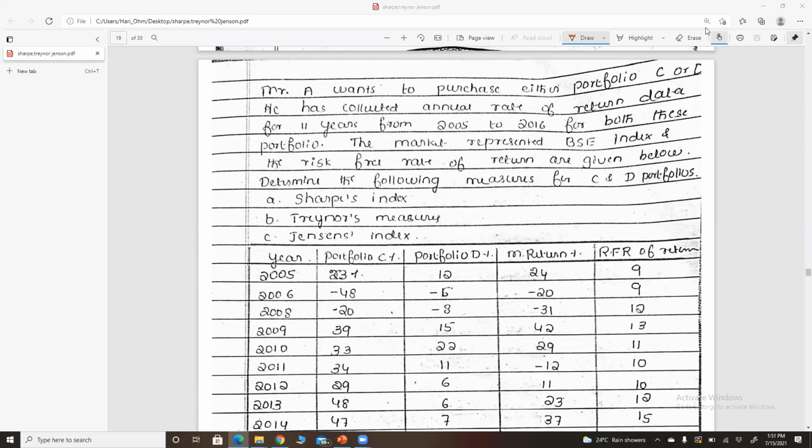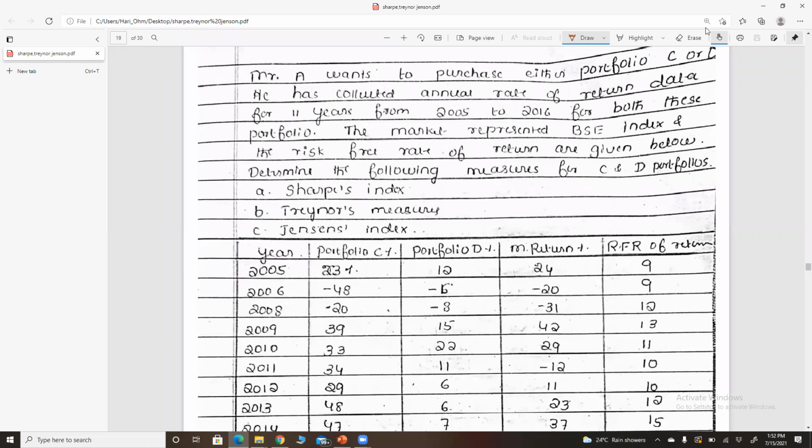Hello everyone. In this session, we are going to work out another problem on Sharpe's, Treynor's and Jensen's index. This problem is similar to the last problem that we worked out. Okay, let's begin.